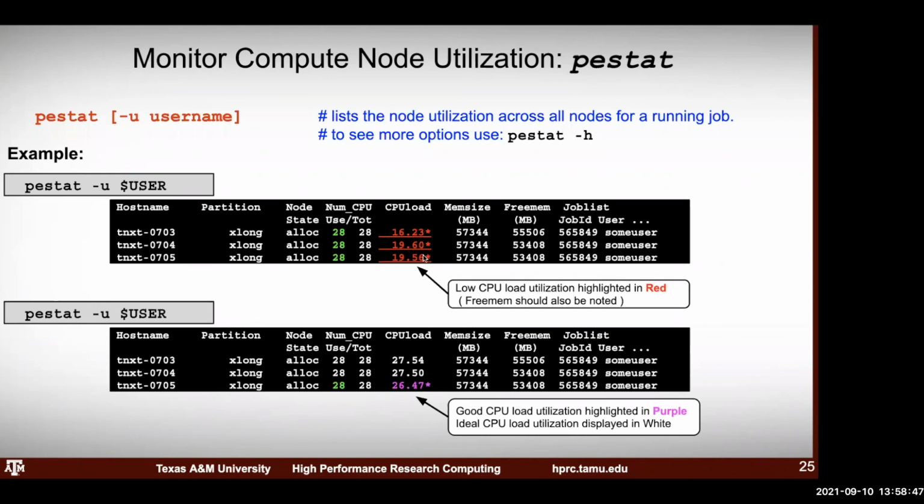So maybe you should consider reducing the amount of CPUs that you're requesting. In that case, you're going to save some SUs, and you're going to see your job potentially begin running faster, since it's going to be pending for longer with a bigger request. A good CPU load utilization will be highlighted in purple, and ideal CPU load utilization is displayed in white. Red, bad; purple, okay; white, good, with pestat.